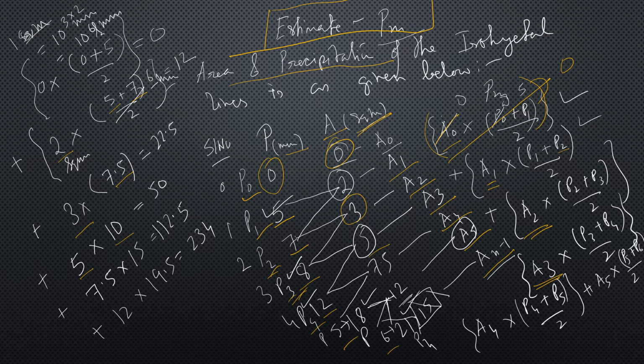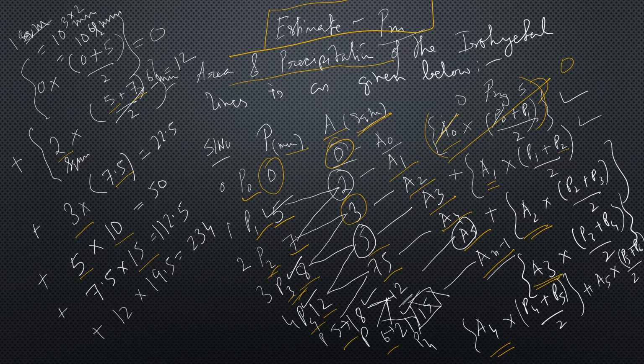That means A4. A4 is bordered by P4 and P5. P4 is 12, P5 is 18. 12 plus 18 is 30. 30 divided by 2 is 15. And it is multiplied by 7.5 because area A4 is given as 7.5. So 7.5 into 15, keep it as it is. We will come into this part.